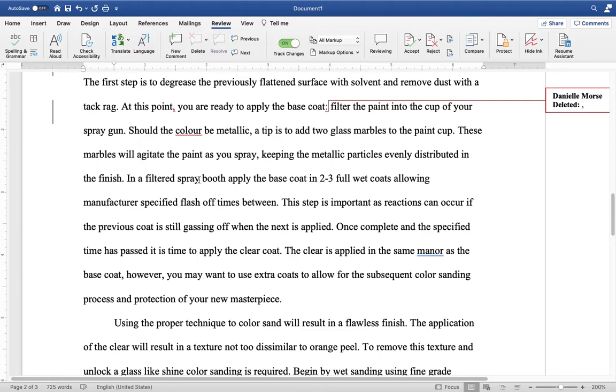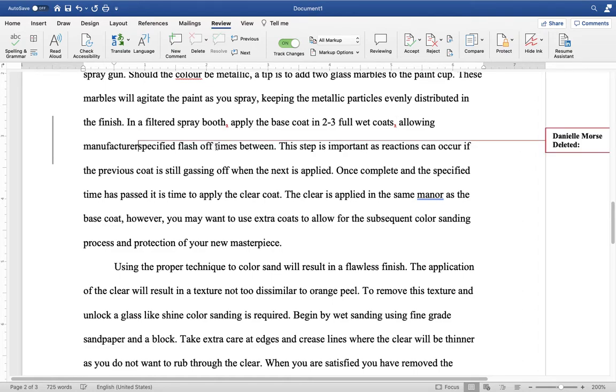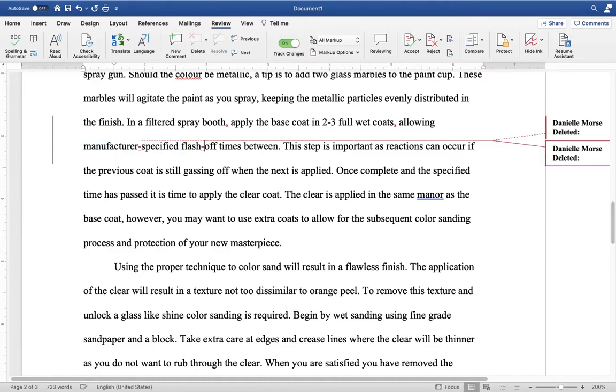In a filtered spray booth, yep, apply the base coat in 2 to 3 full wet coats, allowing, we need a comma before that ing verb, allowing manufacturer-specified, and that needs hyphenated because those are both qualifying. Oh boy, manufacturer-specified flash-off times. We have 2 hyphenated different compound things happening there that are all qualifying times. Hold on. Allowing manufacturer-specified flash-off times between, that's a preposition, so between what?